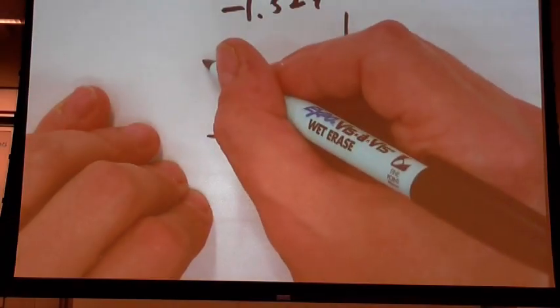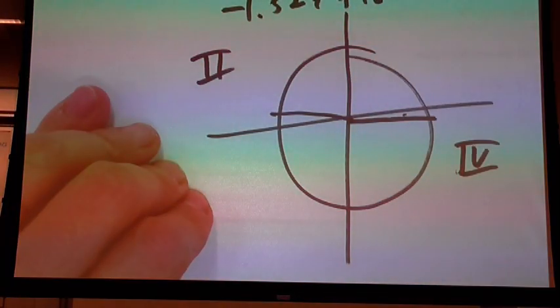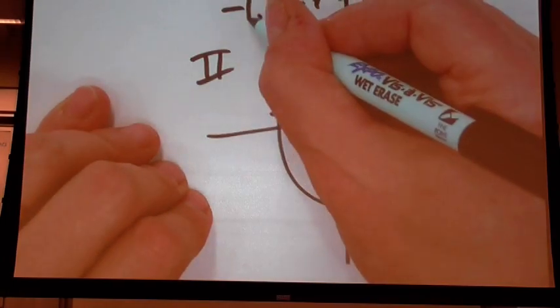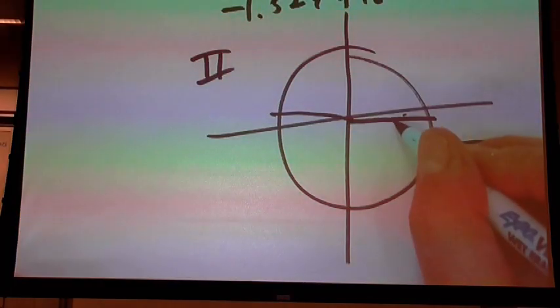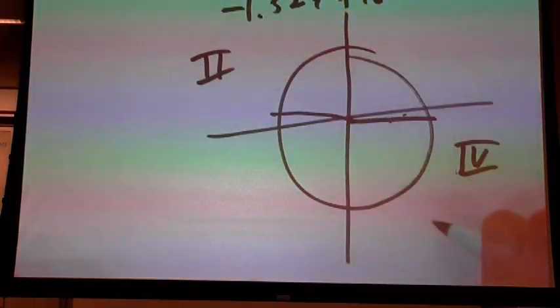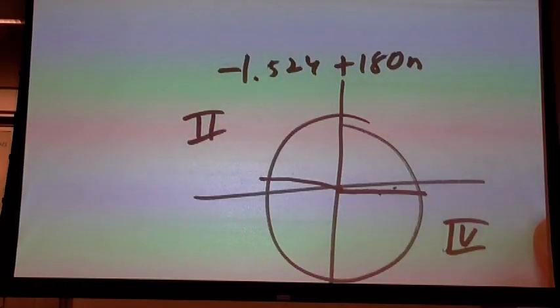The angle in the second quadrant is going to be this plus 180. So we really can just say negative 1.524 plus 180n, because that's going to take us not just to this one, but then around. Wait, I'm sorry. That was number 6? Yeah, number 6. Cotangent, the period is 180 or pi. So I have to add 180n to that value. Is that okay? Yeah.